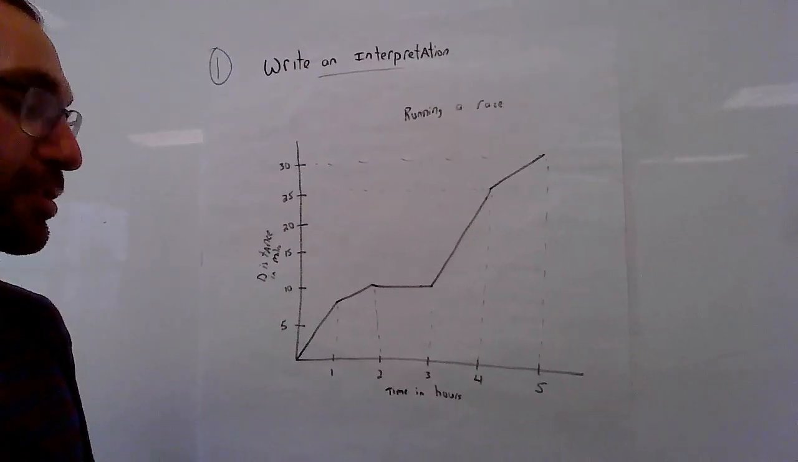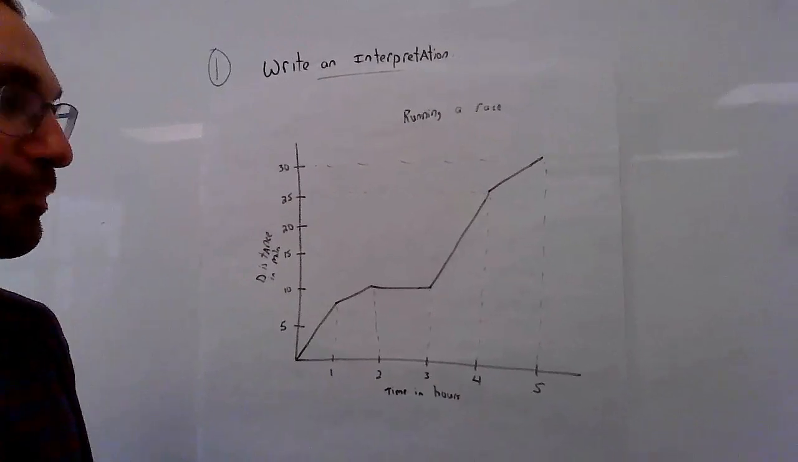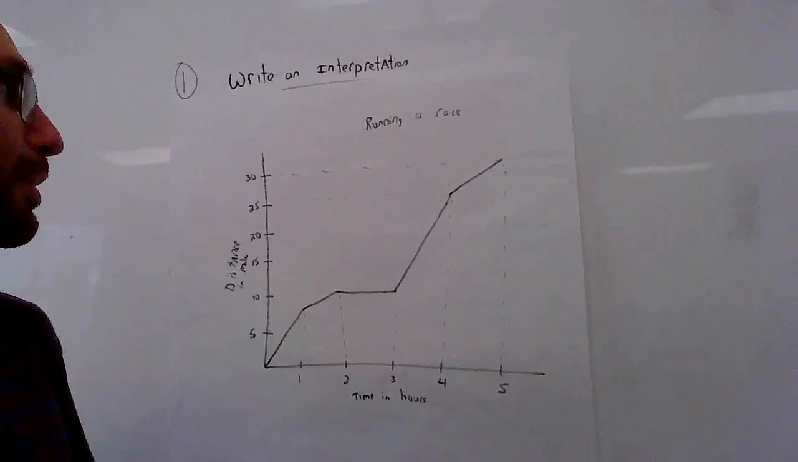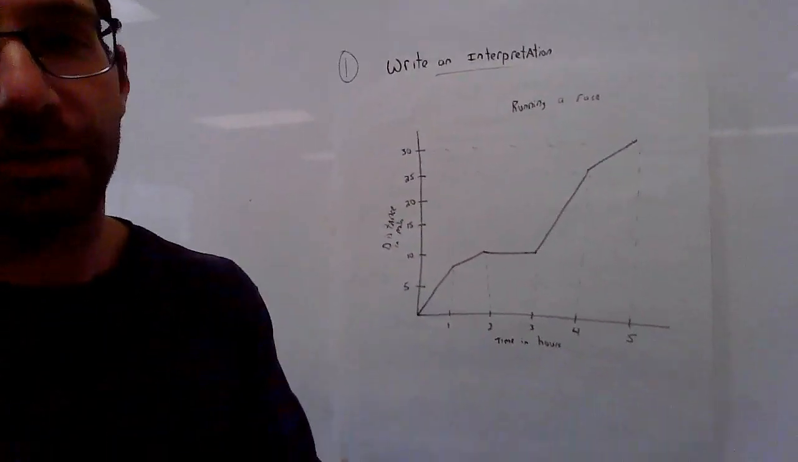So there's a lot of different ways that you can say this. I ran 8 miles in 1 hour. In the next hour, I ran 4. In the next hour, I rested. Following hour, I ran 13. The last hour, I ran 5. However you need to talk about this, that's how we're interpreting the graph.